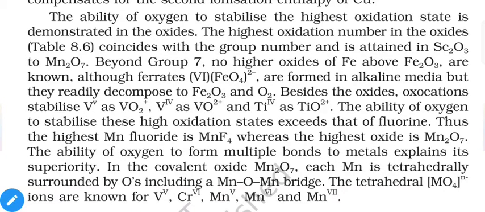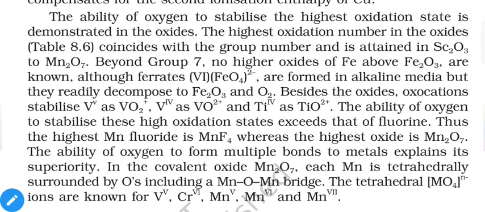The ability of oxygen to stabilize the highest oxidation state is demonstrated in oxides. Now usually oxygen is one of the most electronegative elements and is divalent. That means it can form two bonds. Whereas fluorine is also a highly electronegative element, but it is limited to one bond formation. It is monovalent. So that's why you will notice in most cases oxygen is able to achieve a higher oxidation state than fluorine. The simple reason is it is divalent. It can form two bonds.